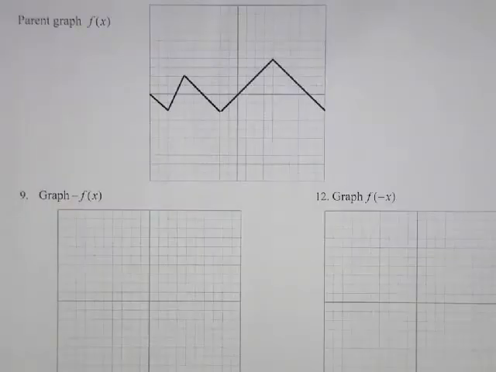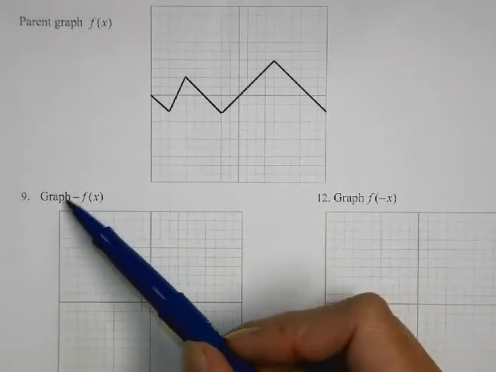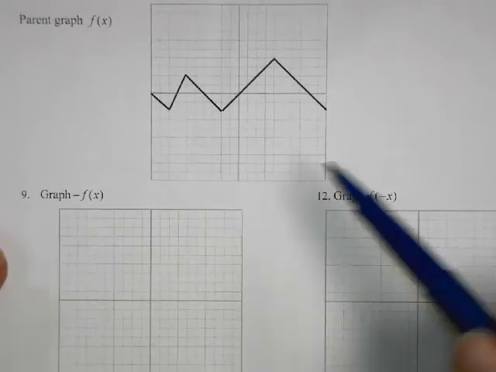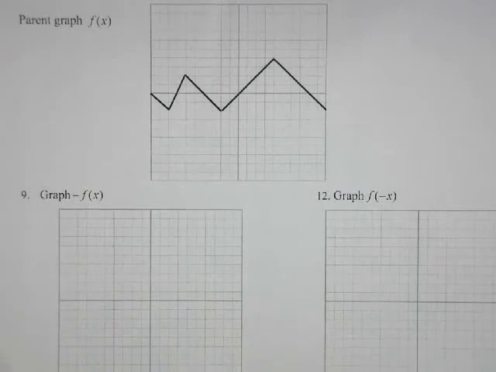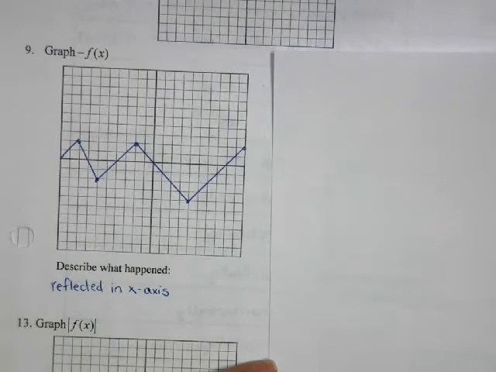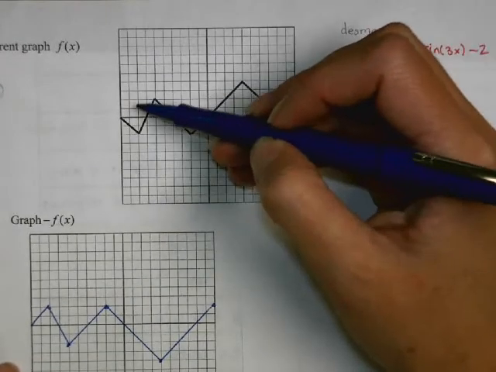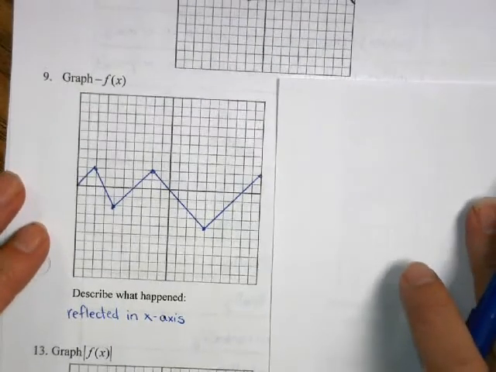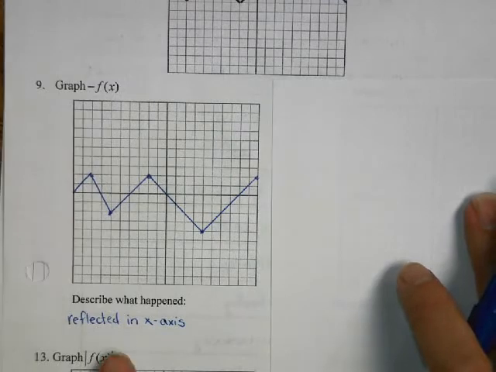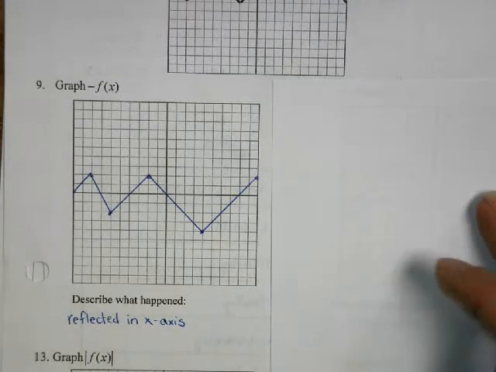On this page, we're going to take this generic graph and do some reflections. So this first one, if I graph negative f of x, we've already talked about that. It's going to take this graph and flip it upside down. So if we take all of the y values and flip them, this one is going to be pulled up here, this is going to be pulled down here, and so on. The resulting graph looks like this, and we can describe it as reflected in the x-axis.